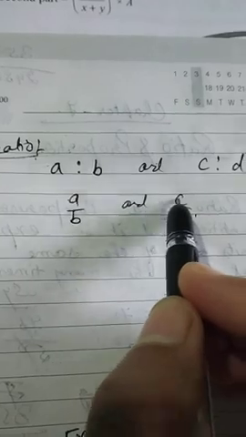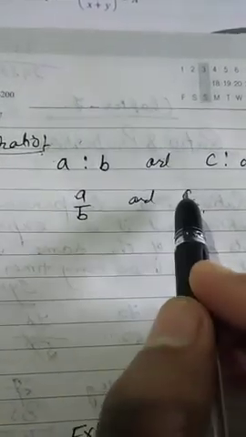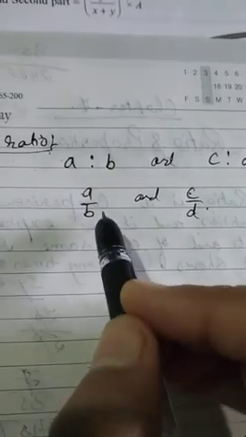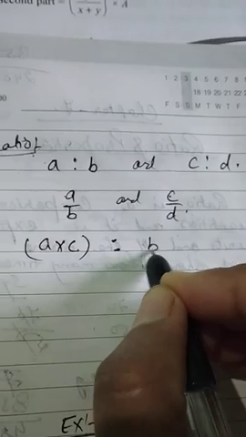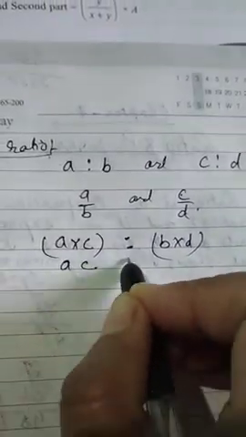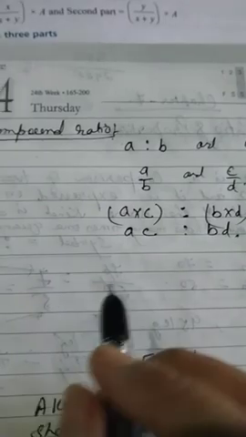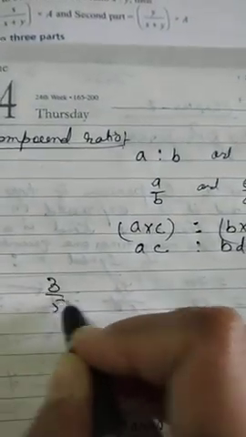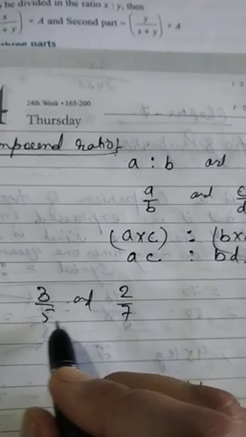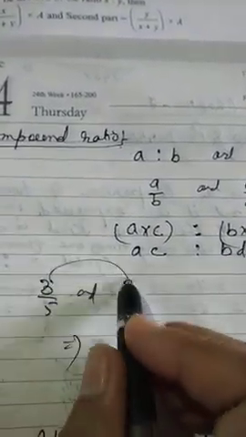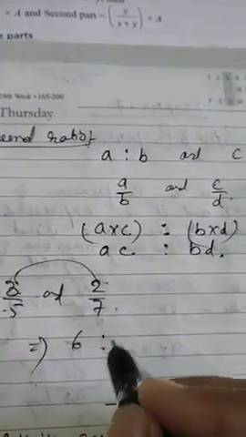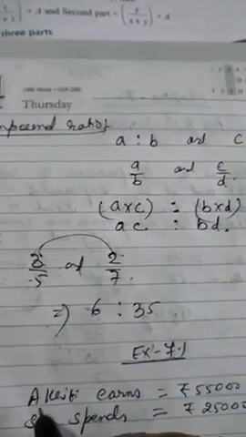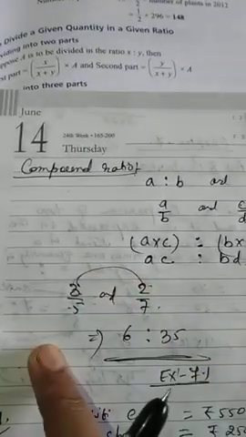So you multiply the antecedent with the antecedent, and the consequent with the consequent. So A into C is to B into D, or you can say AC is to BD. For example, suppose two ratios are given, 3 by 5 and 2 by 7. To write the compound form, multiply antecedent to antecedent: 3 times 2 is 6, is to 7 times 5 is 35. So this is the compound form of these two ratios.